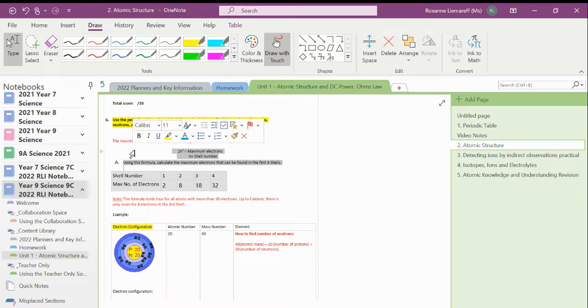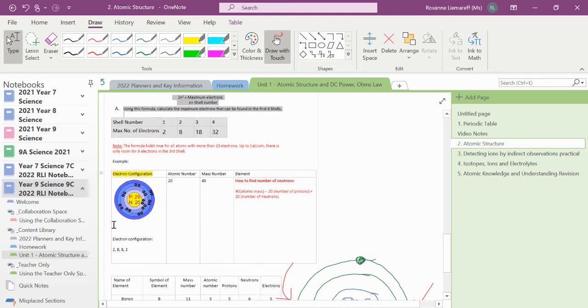Anything that's below 20, though, doesn't actually apply. Okay, so let's have a look at the actual calcium atom, which has the atomic number of 20 and a mass number of 40. If I want to find the number of neutrons, well, I can go atomic mass being 40, take away the number of protons, which is 20, then I'm left with 20 neutrons.